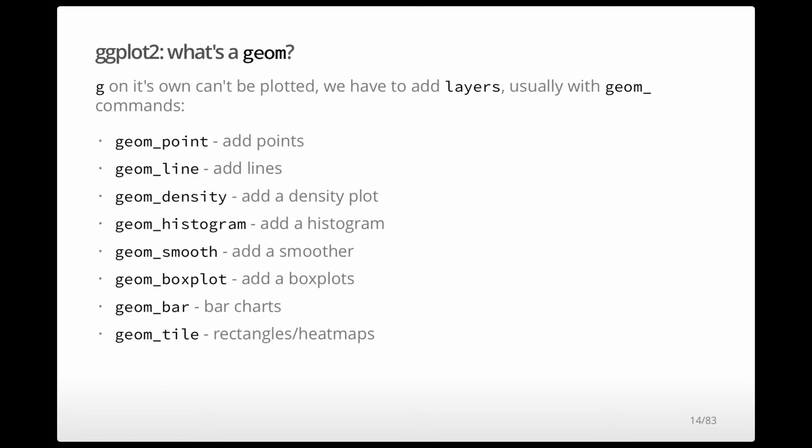So that G that we started at, ggplot, that's just a base. It says, what's my x, what's my y? You haven't added anything to the plot. In order to add something to the plot, you have to say what type of geometry do you want to add. Points, lines, densities, histograms, a smoother, a box plot, a bar, or some sort of heat map. These are the common ones.